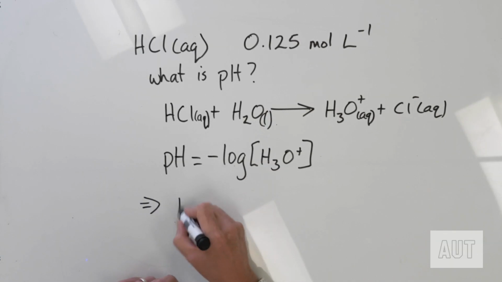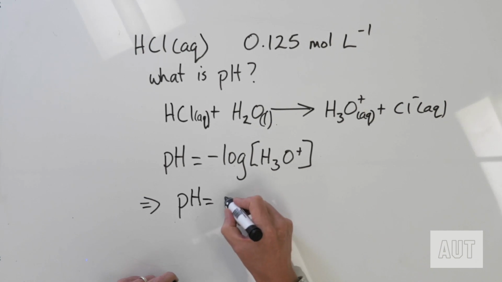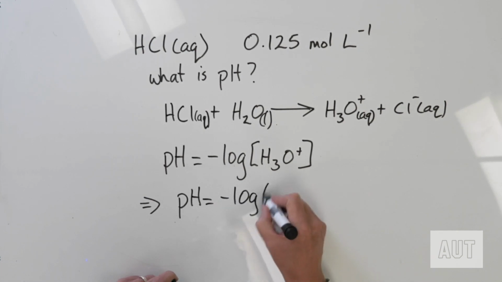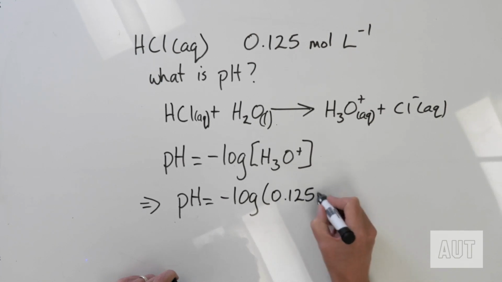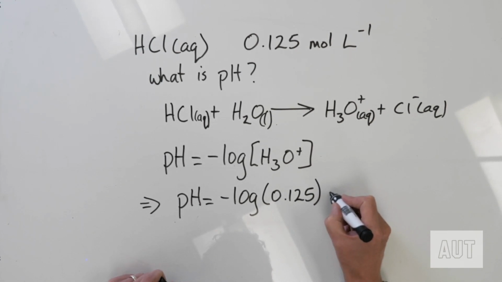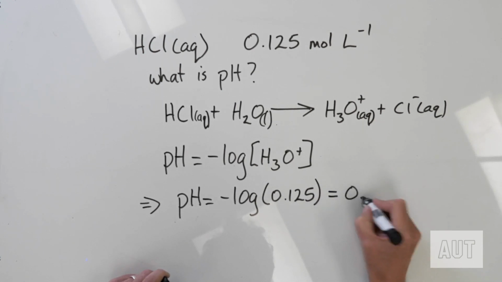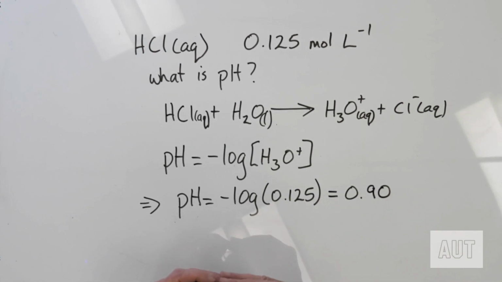So the pH of this solution is going to be the negative log of 0.125, and that comes out at 0.90. Okay, so a pH of less than 1. That means that is a pretty acidic solution, and it undergoes complete dissociation to make it so acidic. That's what happens when we're talking about strong acids: strong acids protonate water completely.